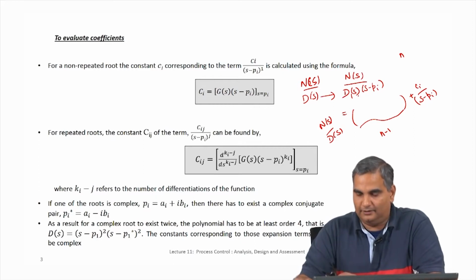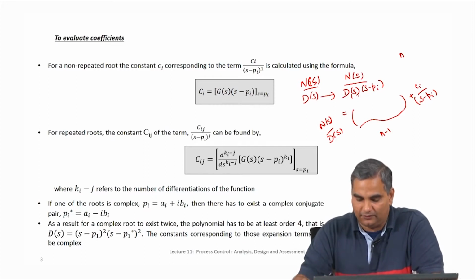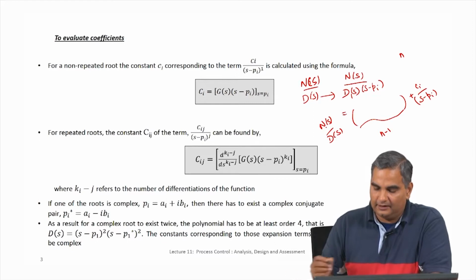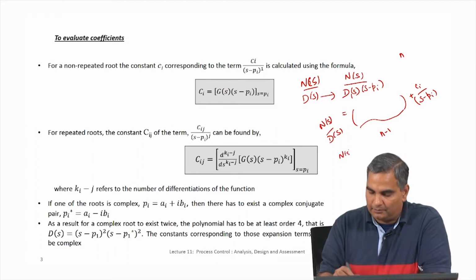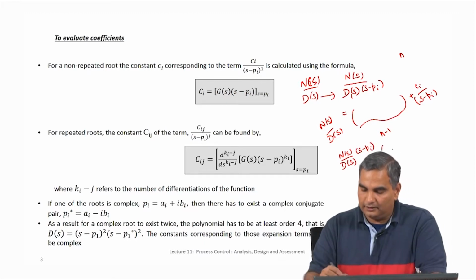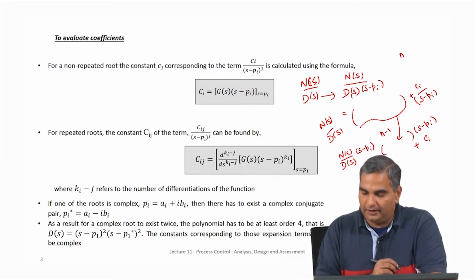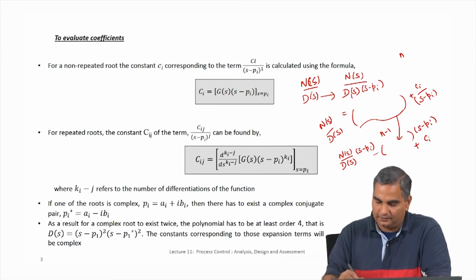Now, a neat trick that you can do to compute the Ci is the following. You can multiply this N(s) by D(s) by s minus pi. So, if you multiply both sides by s minus pi, then this whole term where there is no denominator with s minus pi, which I have separated out, will be multiplied by s minus pi, plus when I multiply this by s minus pi, the s minus pi gets cancelled. So, I have Ci. This will be the equivalent representation.